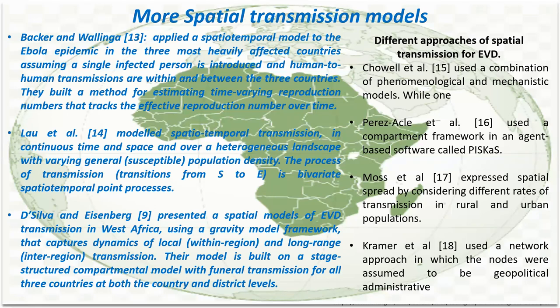We have Moss et al., who considered three different transmission rates in rural and urban areas in their model too. So we have Kema et al., who used a network approach in which the nodes are assumed to be geopolitical administrative units in their own model.